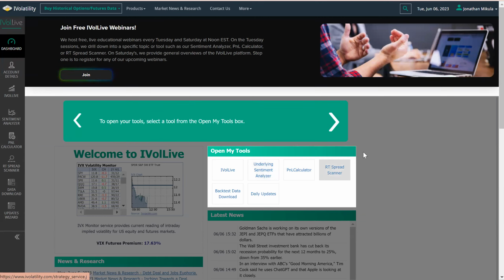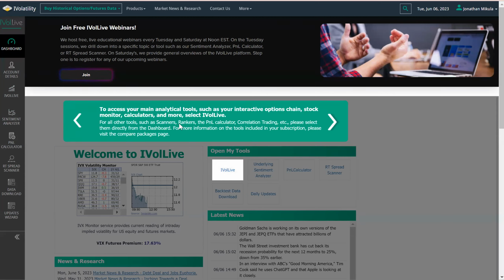So, I trade options all the time. Every week, I'm at least putting on a couple trades, and I use IVolLive as my research engine before putting on the trades with my brokers. So you won't actually make a trade from the IVolLive platform, but you'll use things like the charts and the sentiment analyzer and the P&L calc to identify and analyze the trades. Those are our most popular features to do so.